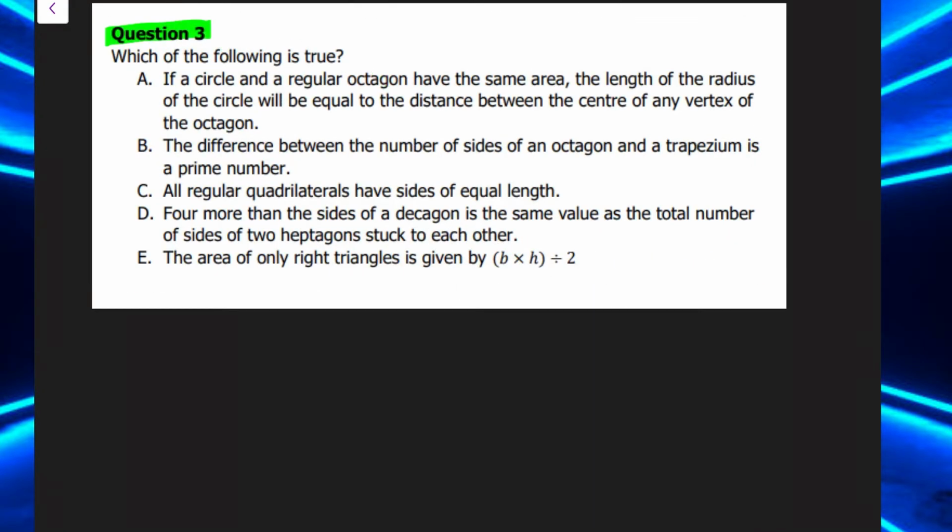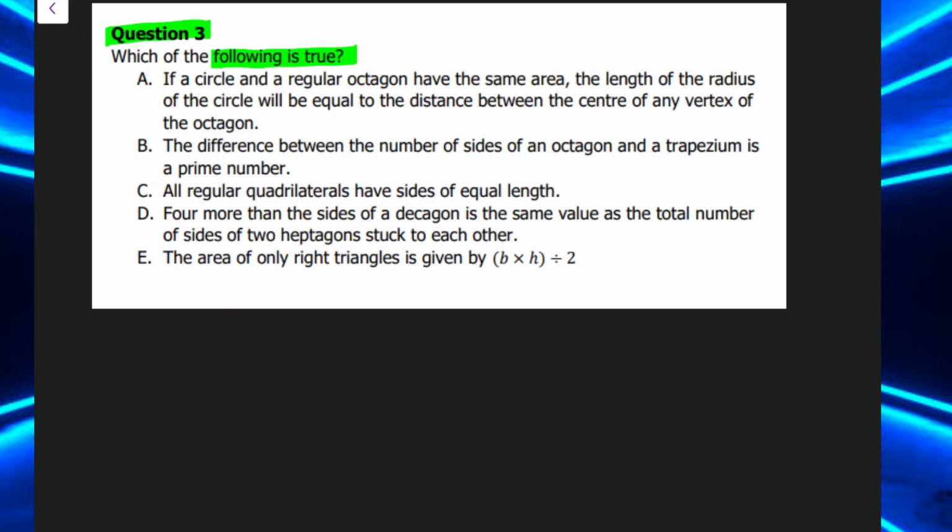Question number 3. Now, this is a very interesting question, and you have to use your judgment and your intelligence here. There are 5 given options, and you have to find out which one of the following is true. When I was working with the student on this question, the first option seemed like a huge one and actually difficult to understand. But don't be intimidated by this kind of question.